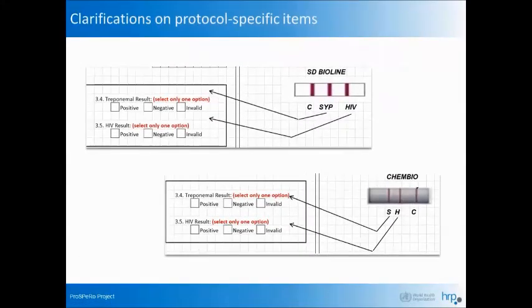Let us focus our attention now on readers' pages in the CRF. To provide guidance to the reader when reading the POCT results and to facilitate this task, you will find in the CRF a picture for both the SD BioLine reading system and for the ChemBio reading system in the respective pages. Please note that the SD BioLine and ChemBio have different sequences in terms of lines for syphilis, HIV, and control. For the SD BioLine from right to left, you will find control, syphilis, and HIV lines, whilst for the ChemBio test from right to left, you will find syphilis, HIV, and control lines.